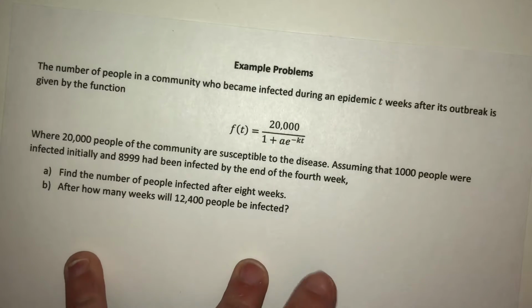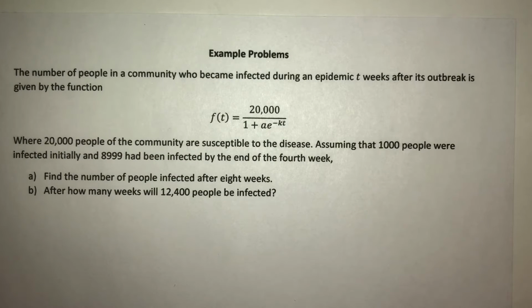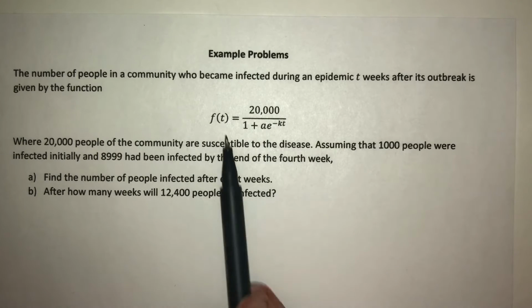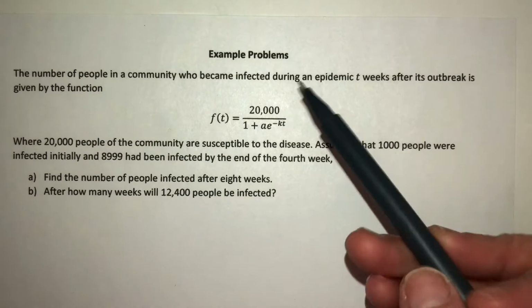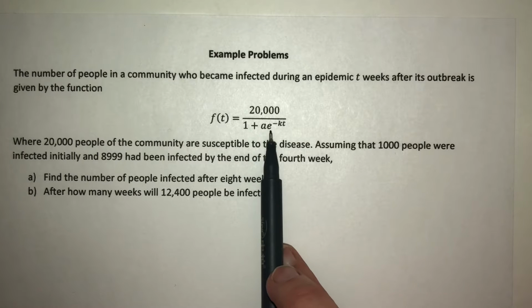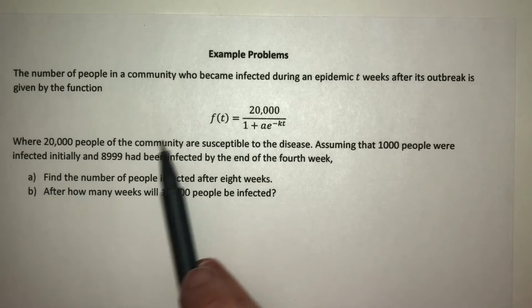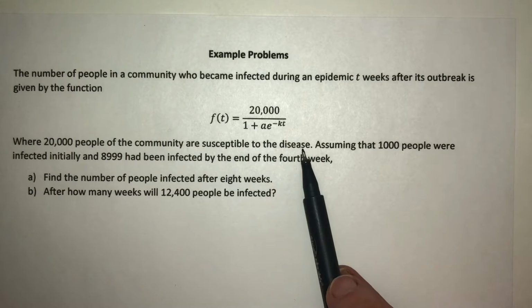This is part 7 of section 3.4. We've been talking about a logistic growth model, and this is our example problem. The number of people in a community who became infected during an epidemic t weeks after its outbreak is given by this function: f of t is equal to 20,000 over 1 plus a times e to the negative kt, where 20,000 people of the community are susceptible to the disease.